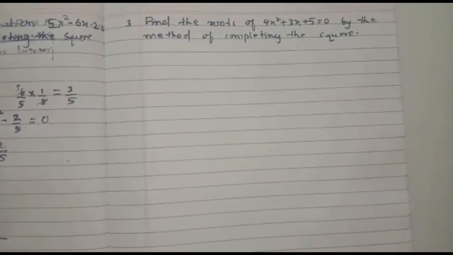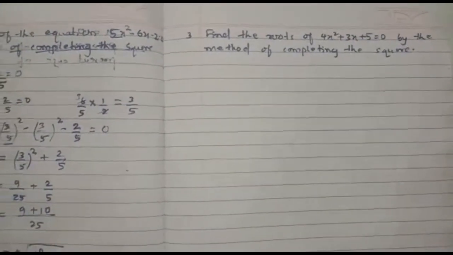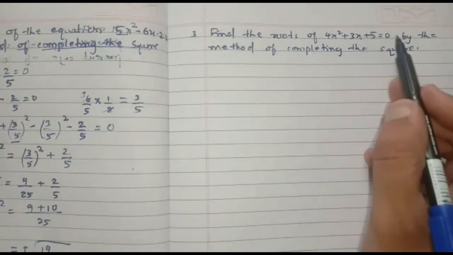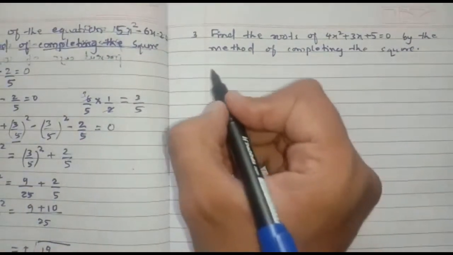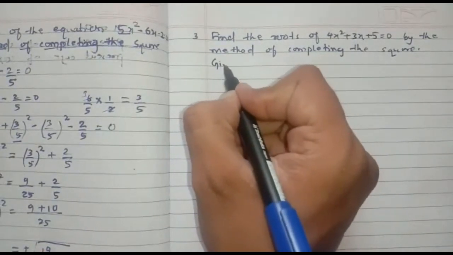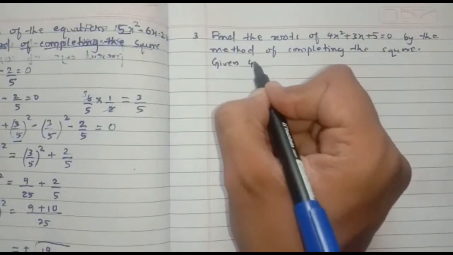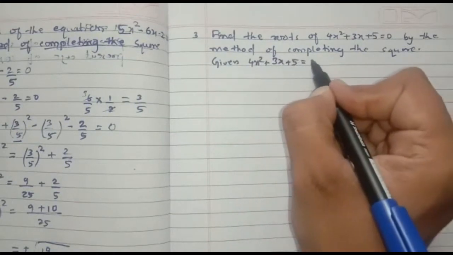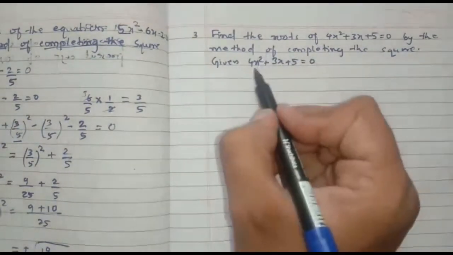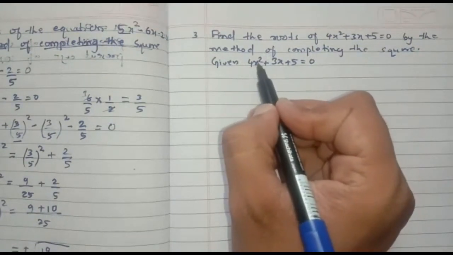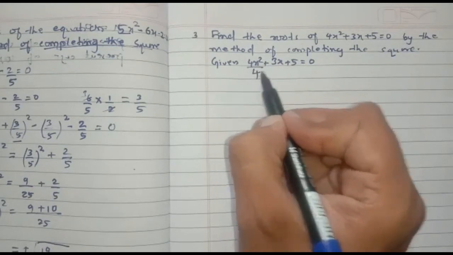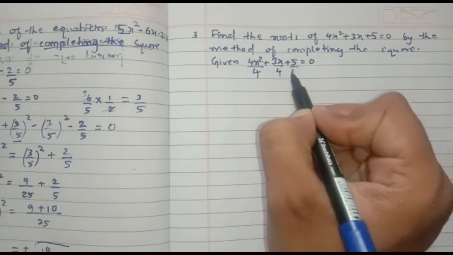Now student, question number 3 we will see. Find the roots of 4x square plus 3x plus 5 by the method of completing the square. First we will write the given 4x square plus 3x plus 5 is equal to 0. Again we have to divide the whole equation by the coefficient of x square. Coefficient of x square is 4. So we have to divide the whole equation by 4.